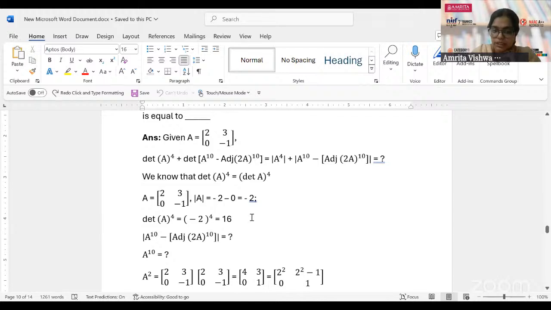So we have started with here. I found determinant A. Once it's determinant A raised to 4, it's going to be determinant A whole raised to 4. So it's minus 2 raised to 4. It's going to be 16. I got that. Now coming to A raised to 10, you have to find A square, maybe A raised to 4. Now you can find out a relation.